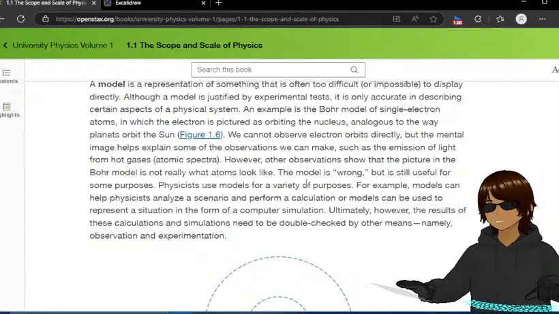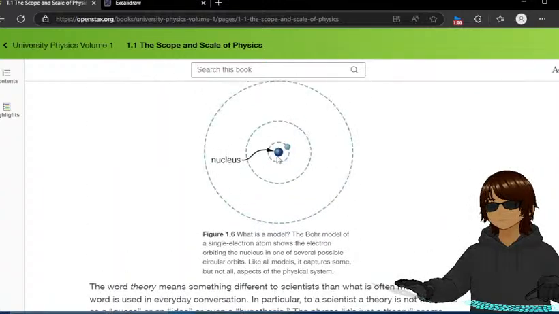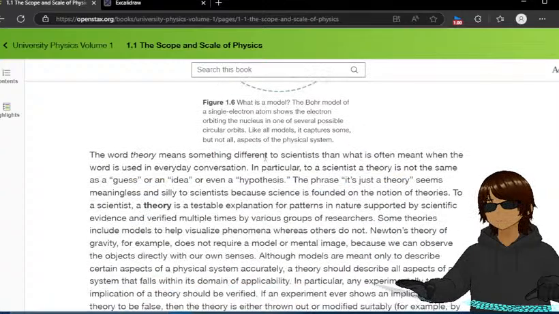Physicists use models for a variety of purposes. For example, models can help physicists analyze a scenario and perform calculations, or models can be used to represent a situation in the form of a computer simulation. This is the Bohr model: nucleus, electrons roaming around.